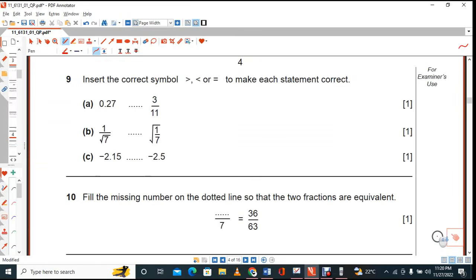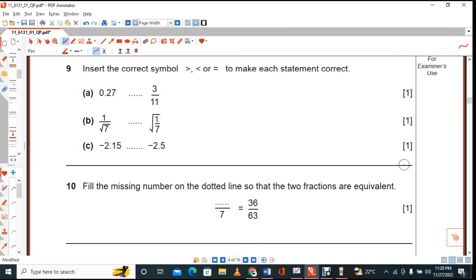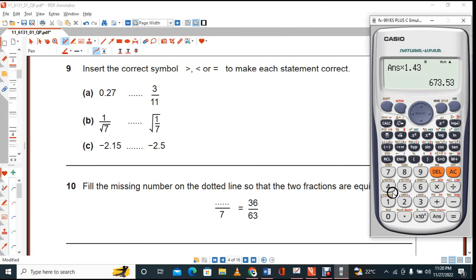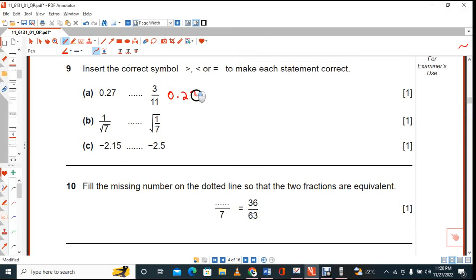Question 9, you're supposed to insert one of the symbols to make this statement true: greater than, less than, or equal to, one of them. Well, of course, you can go ahead and say 3 over 11. So you have 3 over 11. Maybe just for you to get an answer as a decimal, you'll realize that the 27 goes on and on. So basically this is 0.2727 and so on and so on. So basically this one here is less than that, as that one is continuing.